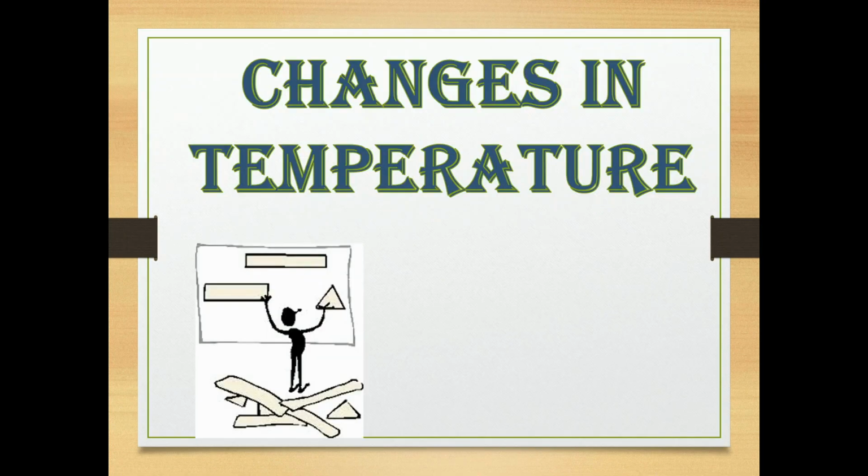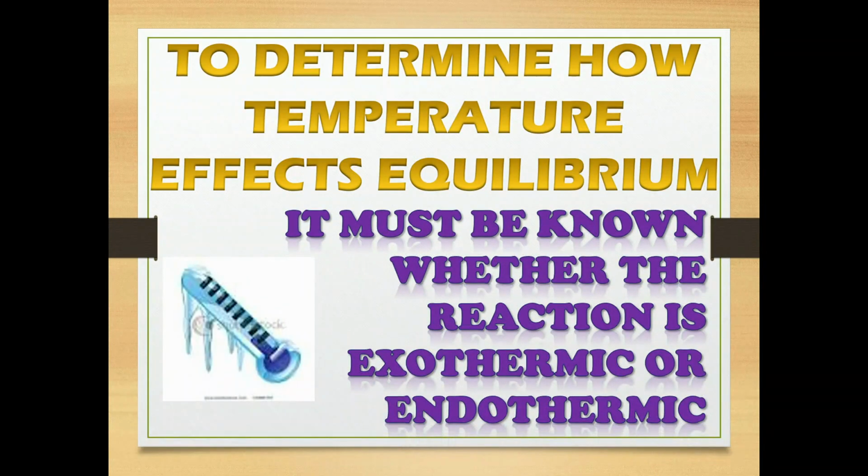Now, the other thing that we could change is temperature. Temperature is going to be different because rate constants change with temperature. And if rate constants change with temperature, then my equilibrium will shift, but it shifts depending on whether heat is considered to be a reactant or a product. So to determine how temperature affects equilibrium, I need to know whether the reaction is exothermic or endothermic.